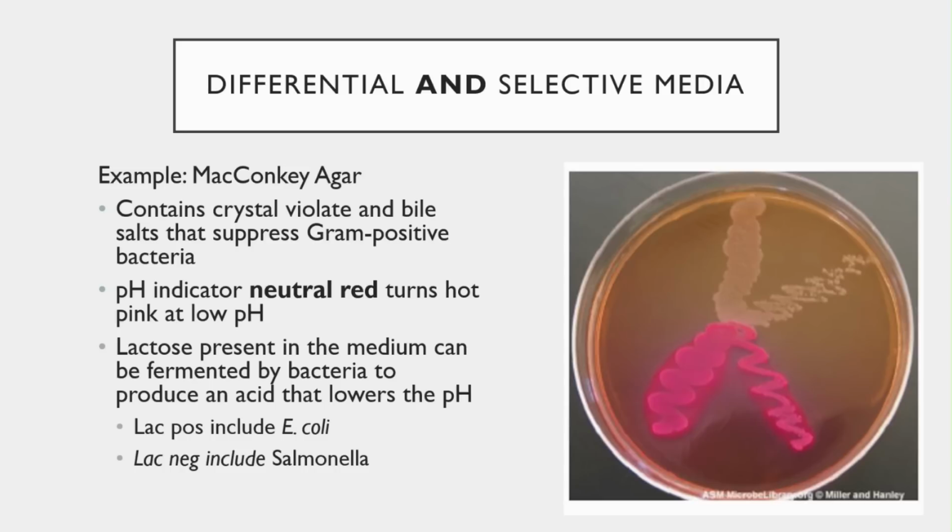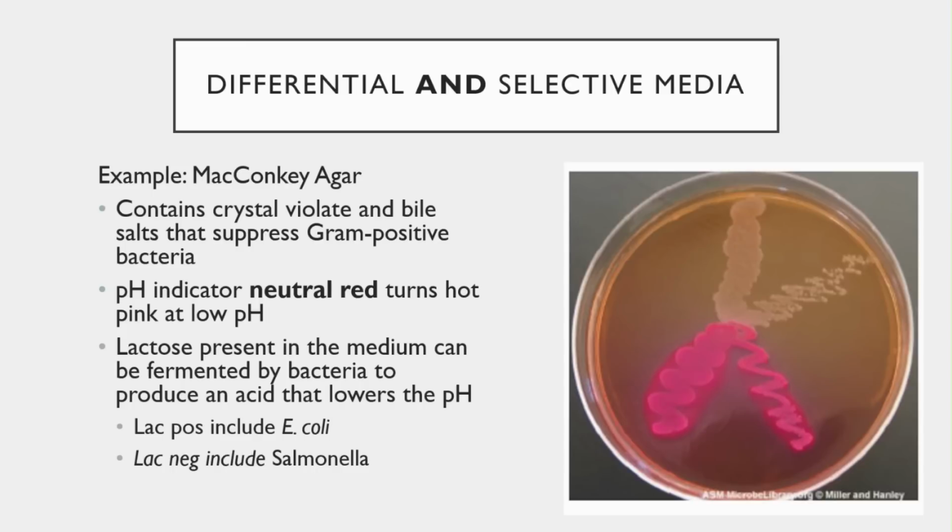MacConkey agar is also differential and selective. It contains crystal violet and bile salts, and these two compounds suppress the growth of gram-positive bacteria. We would then say it selects for gram-negatives. It doesn't select for gram-positives because gram-positives aren't the ones growing. It selects for gram-negatives. It has a pH indicator as well called neutral red, and this neutral red turns a hot pink color at low pH.